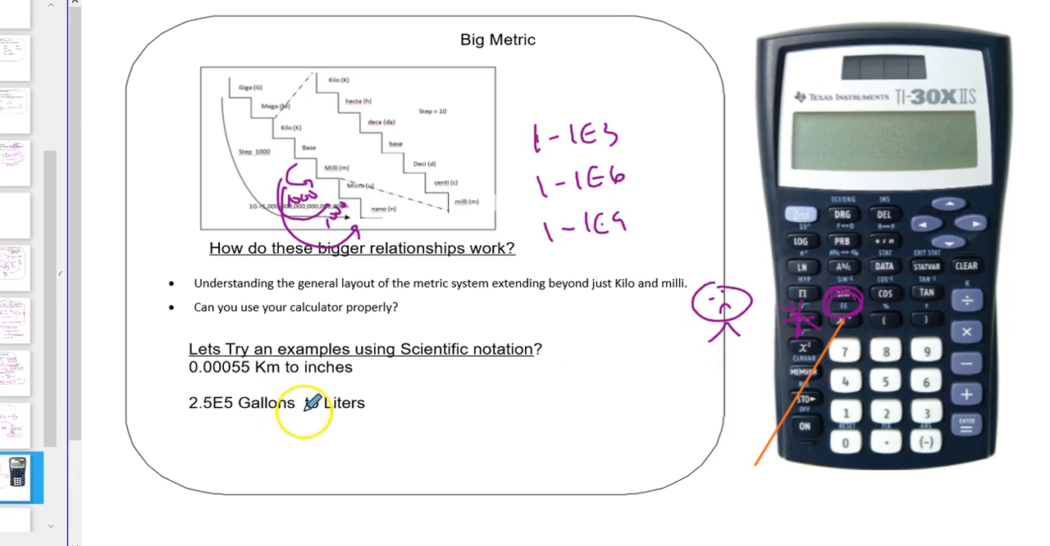So let's try this here, kilometers to inches. Okay, here's gallons, using scientific notation. Again, I've used a bunch already, but you just move over 1, 2, 3, 4, 5.5 e to the negative fourth. Okay, this guy here, so kilometers to inches.